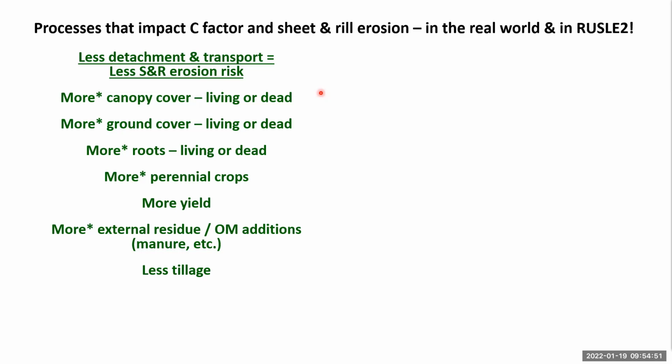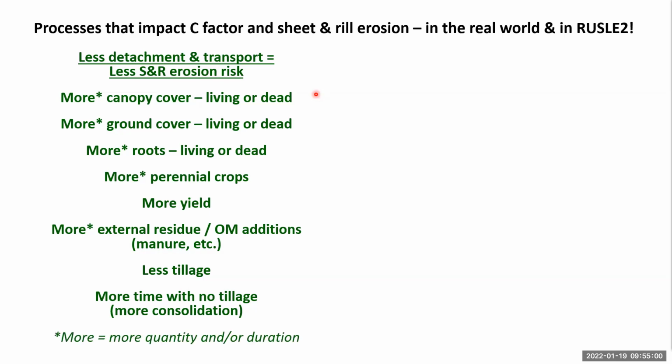Of course, less tillage and more time with no tillage. So if the soil consolidates over time, that's going to benefit you. And so the asterisk means more quantity and/or duration, right? So the longer you have canopy, and the more canopy you have during that time, the better off you are. So these are all factors that matter in the real world. And RUSLE2 can model all this in the management file. And of course, there are many other lessons on how to convey this kind of information to RUSLE2.